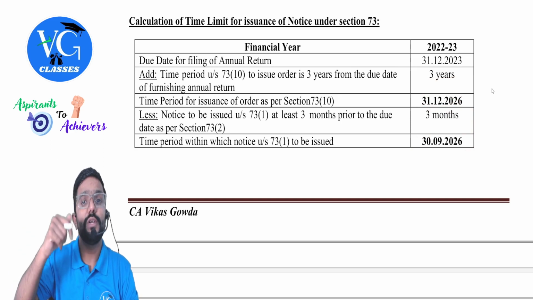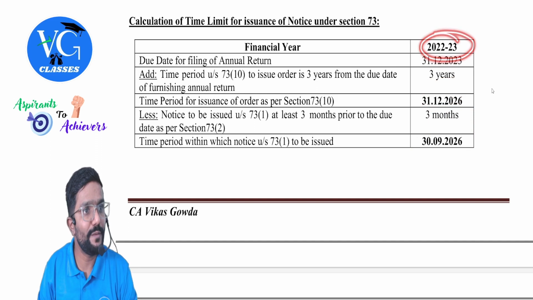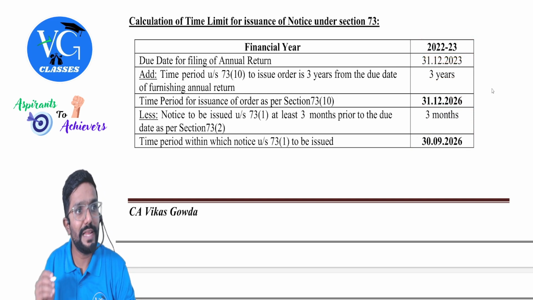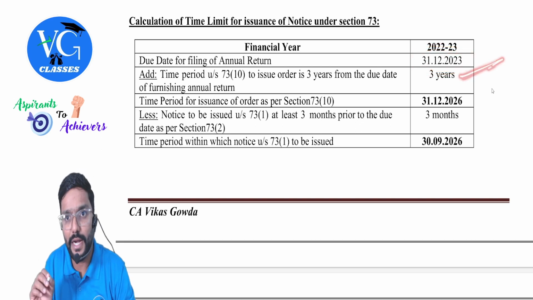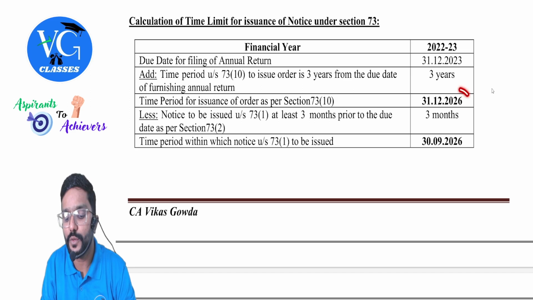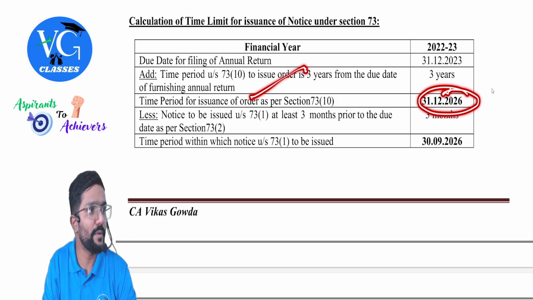Listen, yeah. Notice is given for a period which is covered in which financial year? 22-23. What is the due date to file annual return for 22-23? 31st December 23. Add 3 years for it, which comes to 31st December 26. This is the deadline to pass what? Order. By whom? Proper officer.